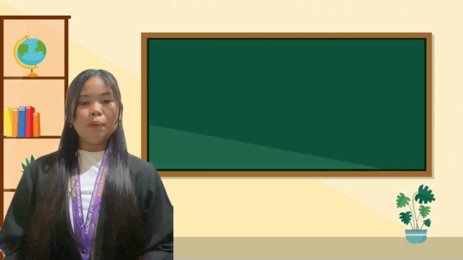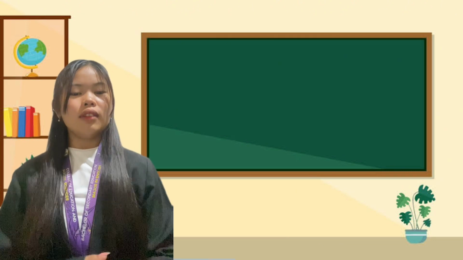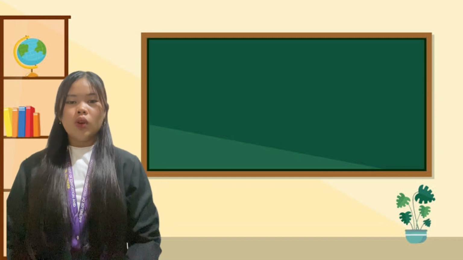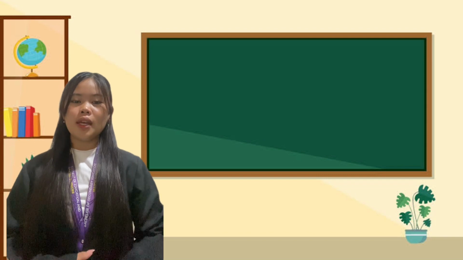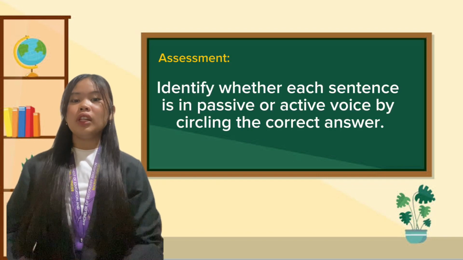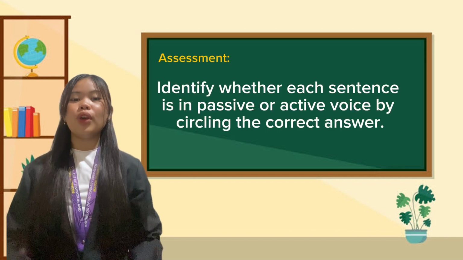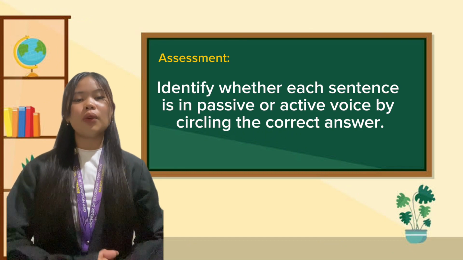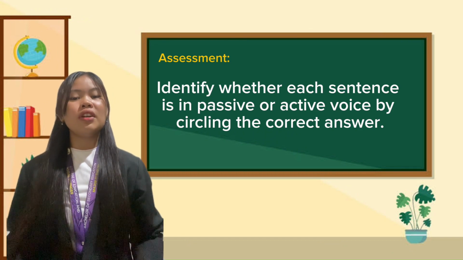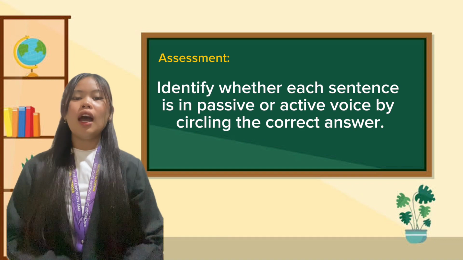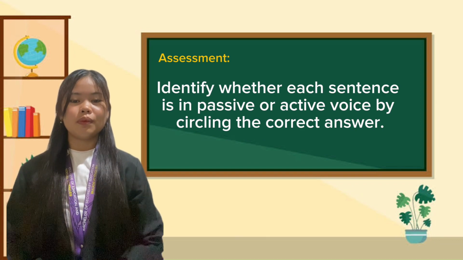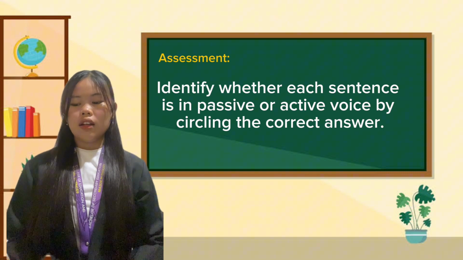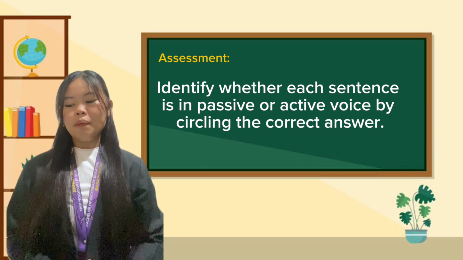Okay, time is up. Pass your paper to the front. Yes, thank you. So as we progress, we will evaluate your understanding through an assessment. Identify whether each sentence is in passive or active voice by circling the correct answer. So I have here the sheet. Please answer right away as I give the paper to you. So time's up.